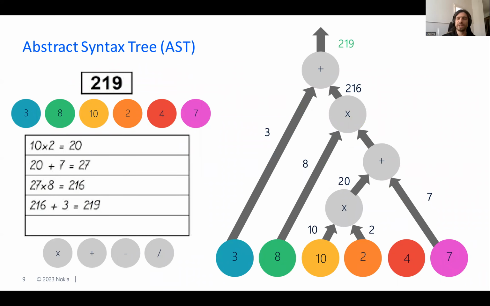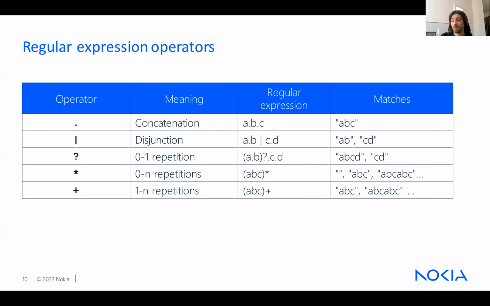So more formally, what is this game about? This game is about building what we call an abstract syntax tree. An abstract syntax tree is simply a tree which represents an expression, here an arithmetic expression. So in this game, we are trying to build an abstract syntax tree that produces the right target. And the grammar inference problem is very, very similar.